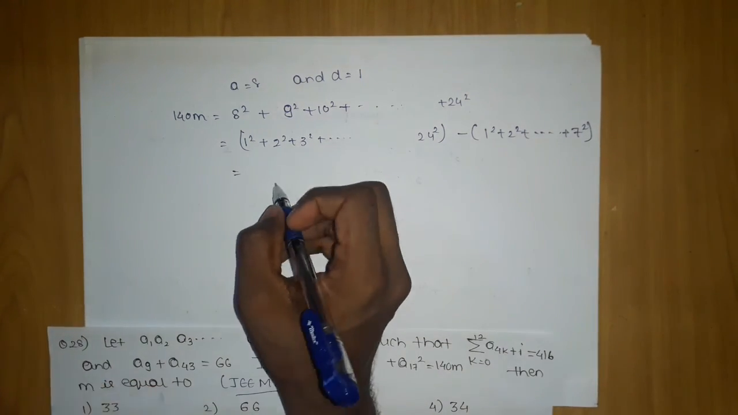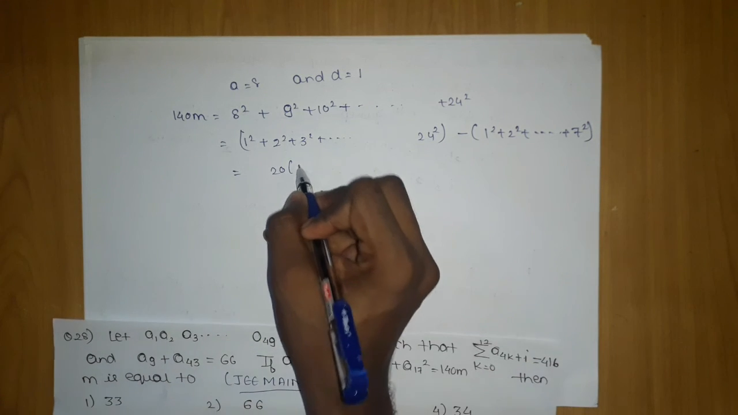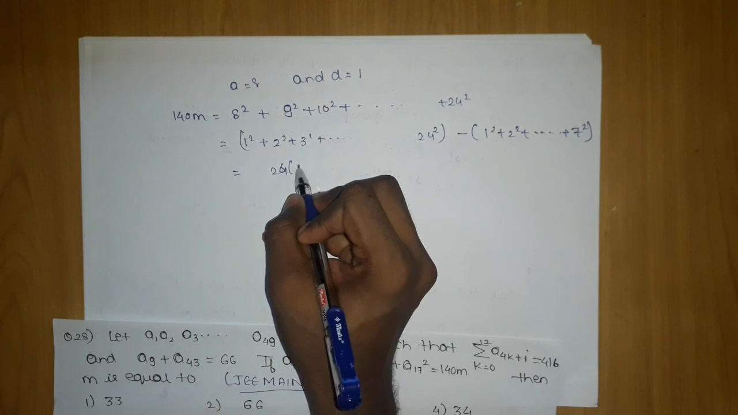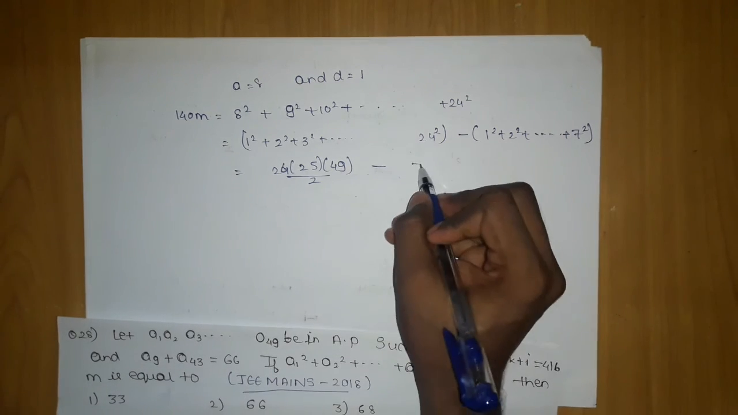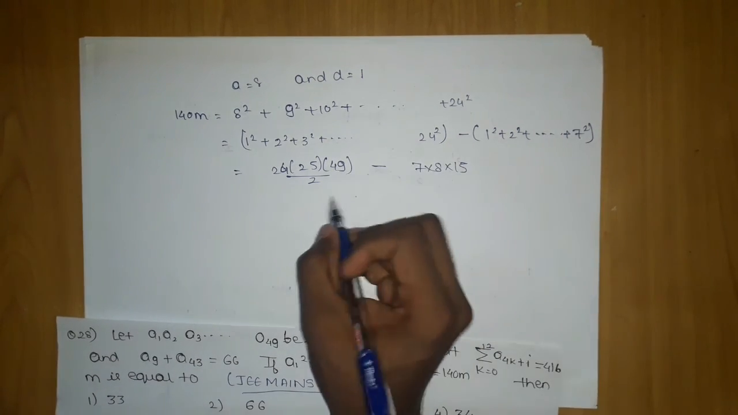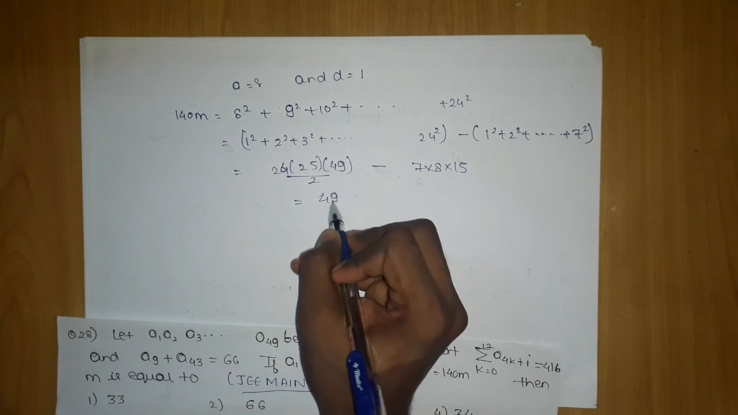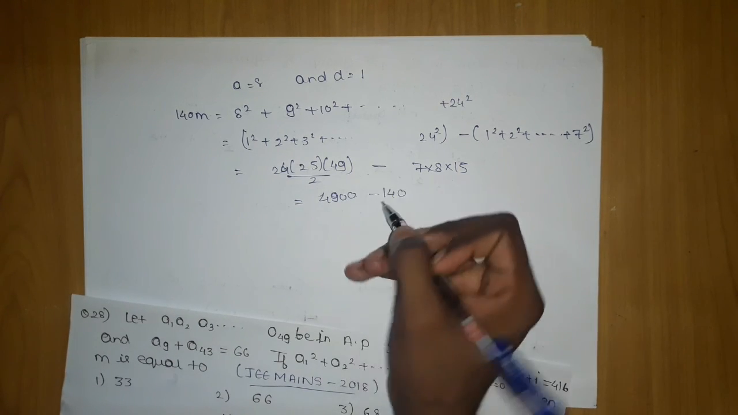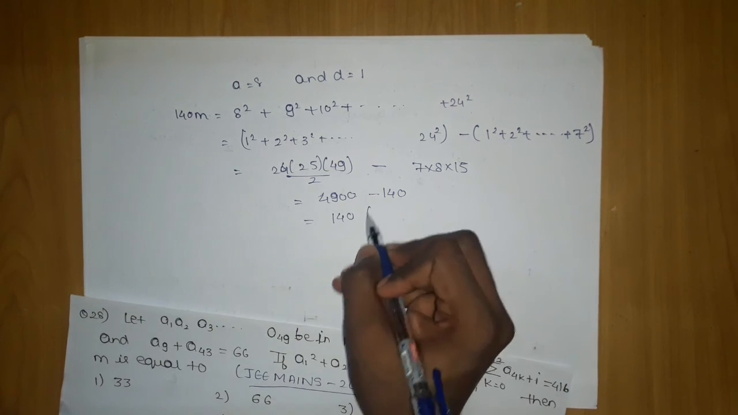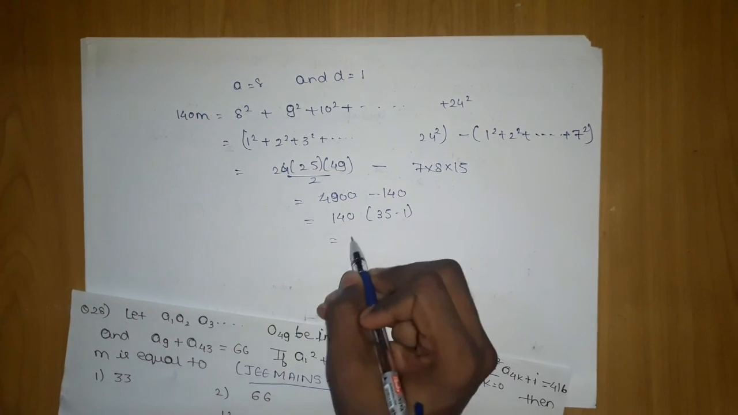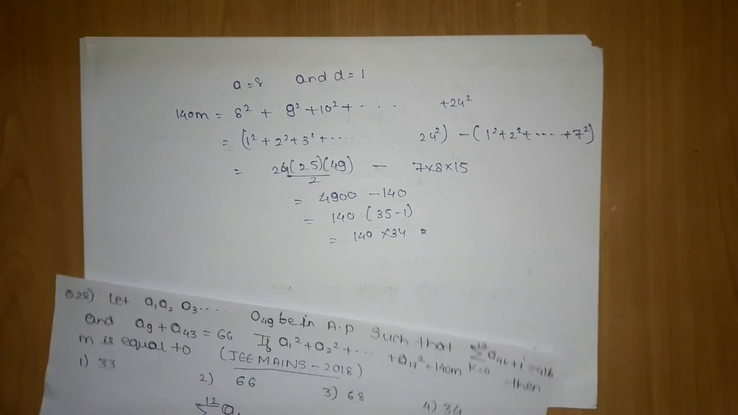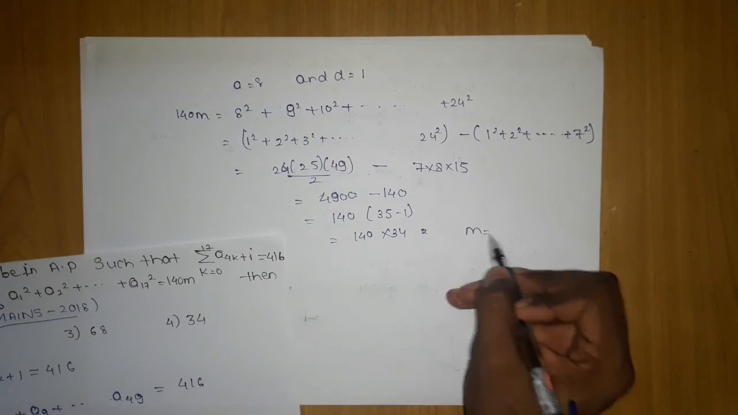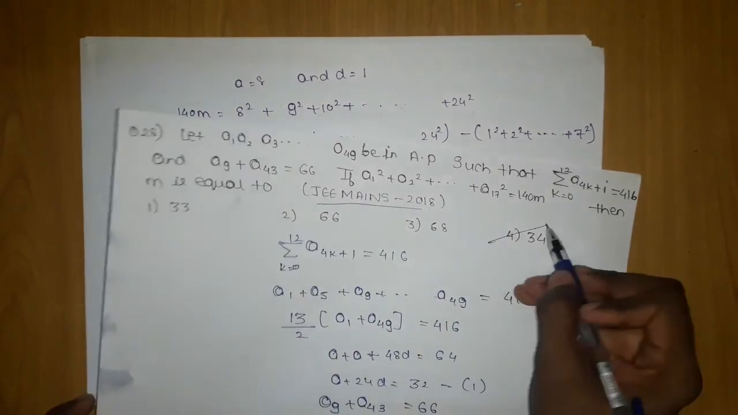Now I can apply the sum of squares of natural numbers. So for 24, we will apply directly 24 into 25 into 49 upon 6, minus, here it is 7, so 7 into 8 into 15 upon 6, giving me finally 4900 minus 140, which is 140 into 35 minus 1. So our final answer is 140 into 34. Now we want to compare this with the given 140 into m. If I compare it, my m value is nothing but 34, which is the fourth option. So the fourth is the answer.